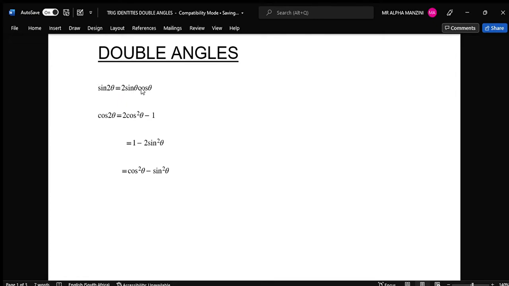And we have cos 2 theta, and this double angle has 3 formulas. First one is 2 cos squared theta minus 1. Another one is 1 minus 2 sine squared theta. And another one is cos squared theta minus sine squared theta. That means on this one you decide what to choose. So from here, let's proceed.